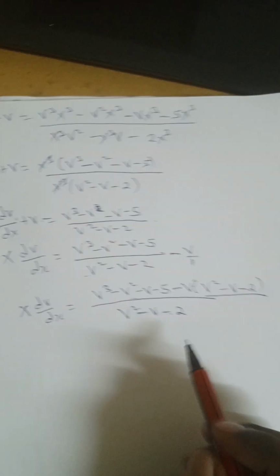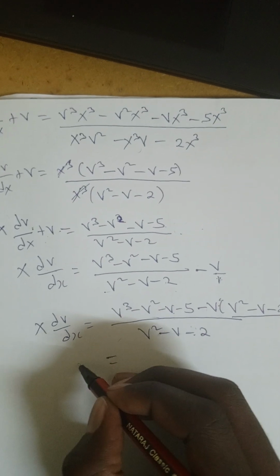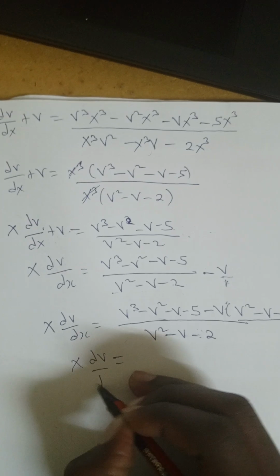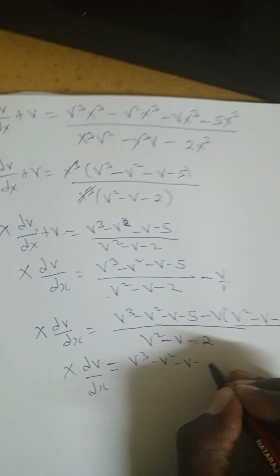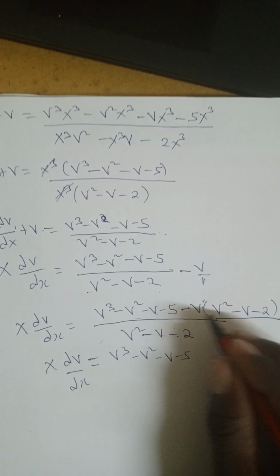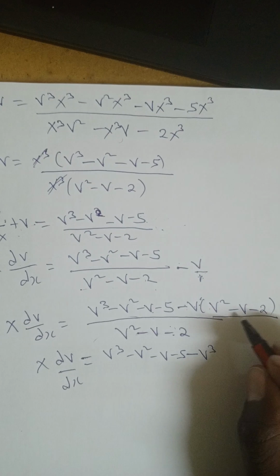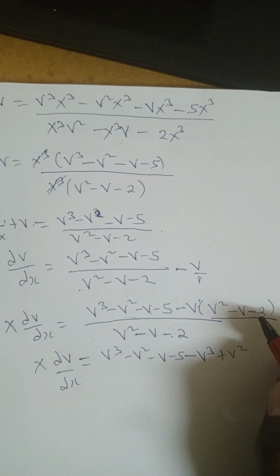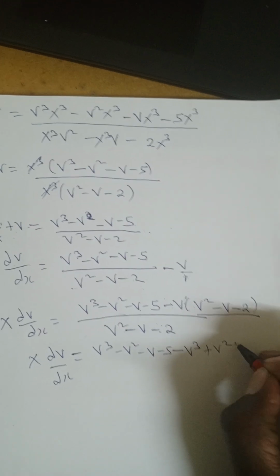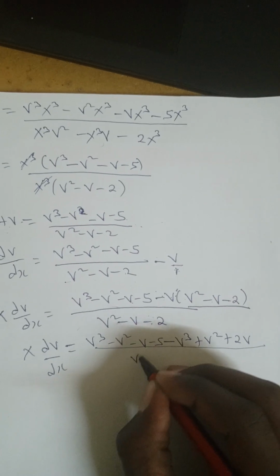This is where we are now. From here, we can continue. We can expand and then cancel those that are going to cancel and see what we are going to have. So for this one, we have v cubed minus v squared minus v minus 5. Negative v multiplied by v squared is negative v cubed. Negative v multiplied by negative v is v squared. Negative v multiplied by negative 2 is positive 2v. Then all over the same denominator, v squared minus v minus 2.